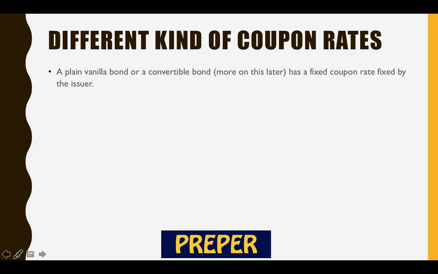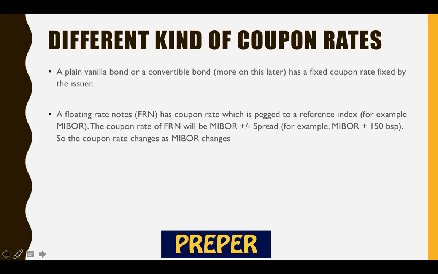on their creditworthiness. Then there are floating rate notes, also known as FRNs. They have a coupon rate which is pegged to a reference index. The reference index is generally calculated for an economy. For India, it's MIBOR, the Mumbai index, and for Europe, it's generally LIBOR, the London index. So the coupon rate of an FRN will be MIBOR plus or minus a spread. For example, a bond pays MIBOR plus or minus 150 basis points.